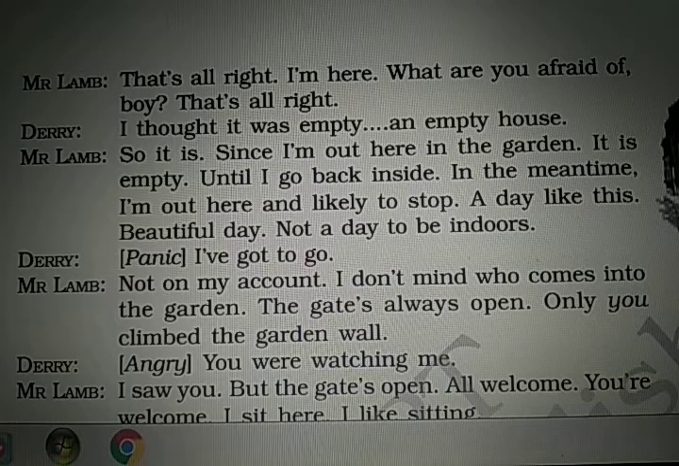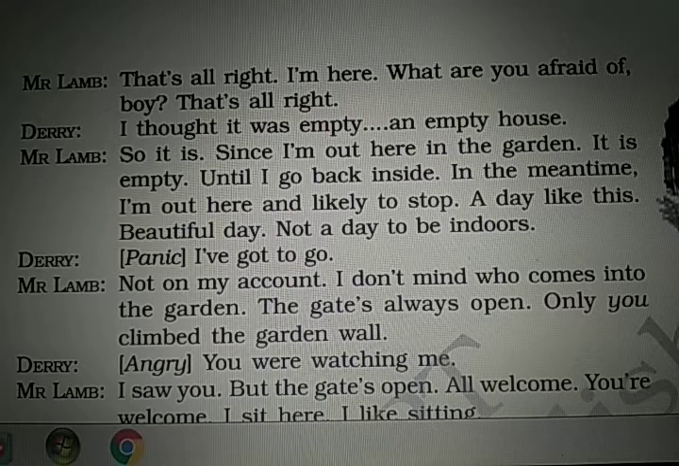Derry says, "I thought it was empty, an empty house." Mr. Lamb: "So it is." Because there was a house of Mr. Lamb in the garden, and Derry thought that it would be an empty house. Mr. Lamb says, "So it is, yes, the house is empty since I am out here in the garden. It is empty until I go back inside. In the meantime, I am out here and likely to stop. A day like this, beautiful day, not a day to be indoors."